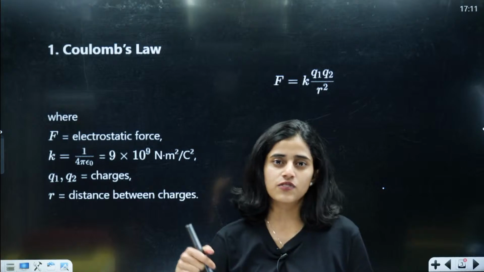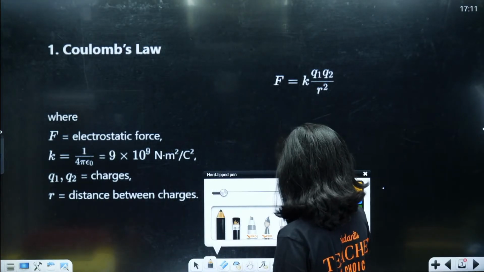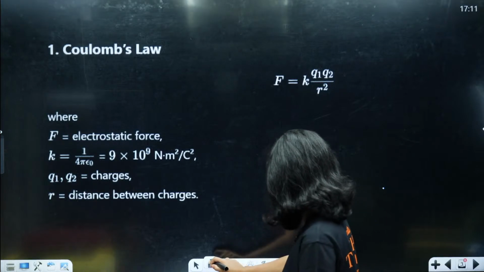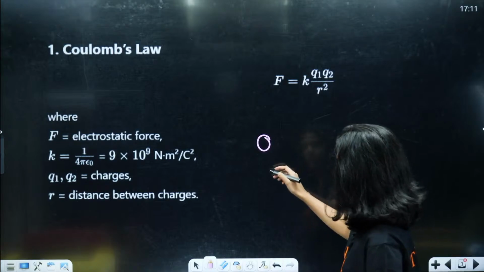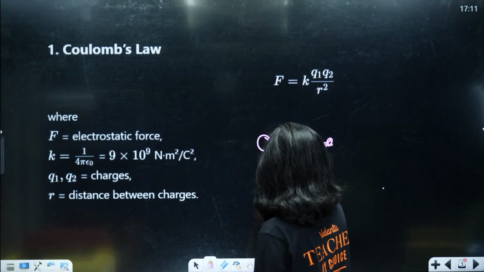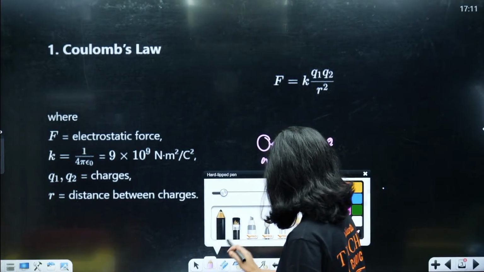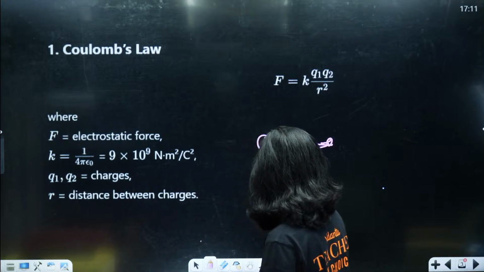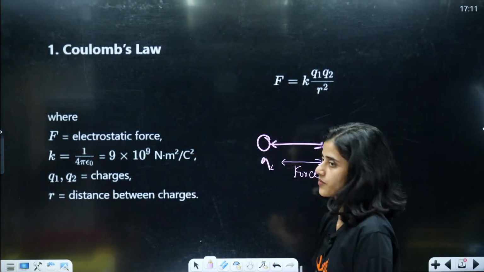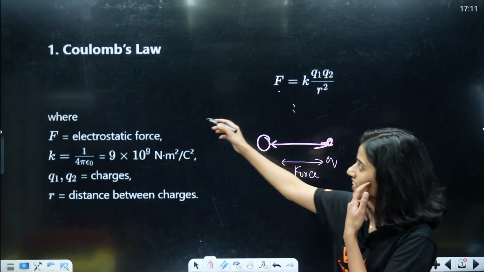Okay, so the first formula that we need for this session is Coulomb's law. Coulomb's law is to find out the force between two charges. If you have two charges, these two charges by default have a force between them. That force is what we are going to define by Coulomb's law.